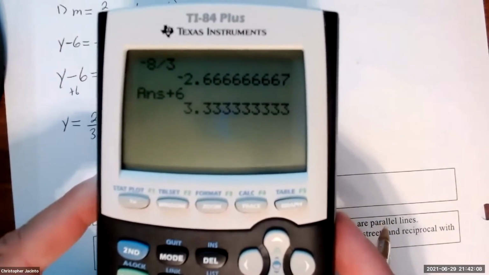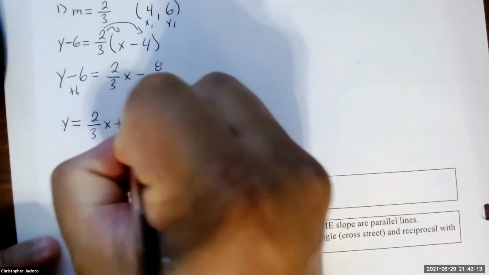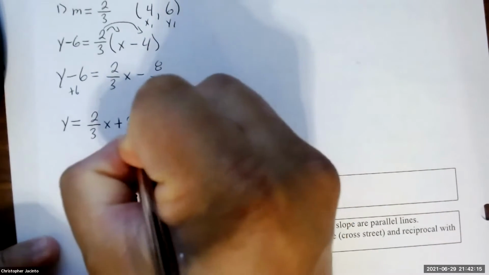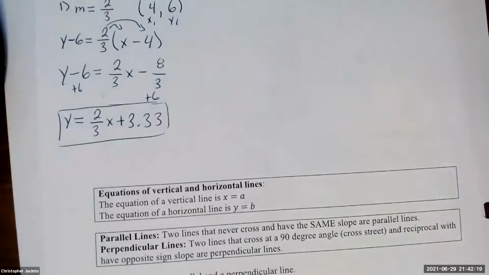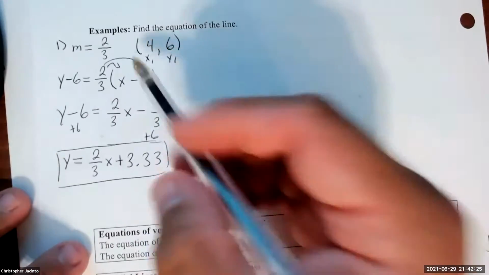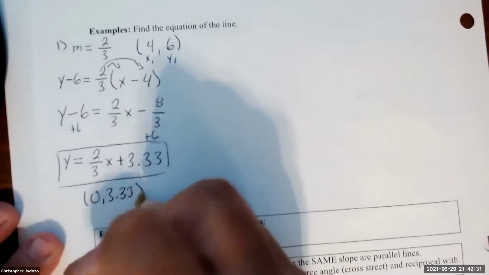So negative 3.33 plus 6 is 3.33. And there is our line. Never be afraid of fractions. So again, if I asked you, what's the slope? Well, notice the same slope. What's the y-intercept? 0, 3.33.